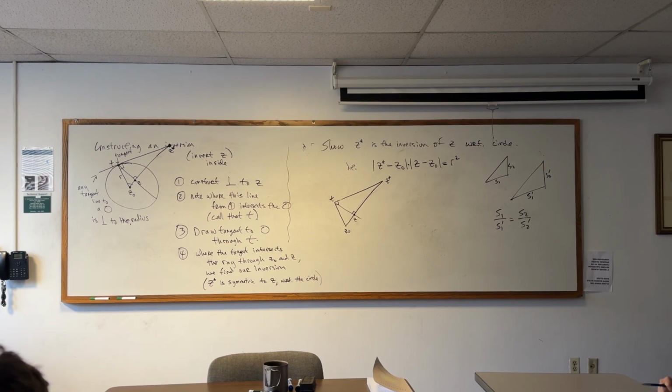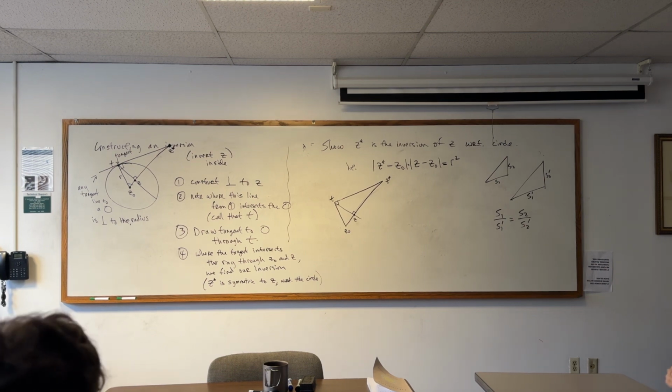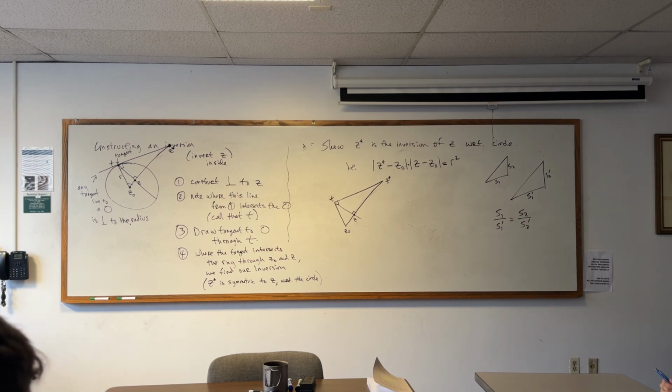Hold on, how can Z star minus Z zero be the same as R? It's not the same, it's just the ratio. Z zero to Z star is the hypotenuse on the big triangle, and R is the hypotenuse on the little one. You have to flip it. Then on the big one, R is the bottom, and for the little one, it's Z zero, Z.